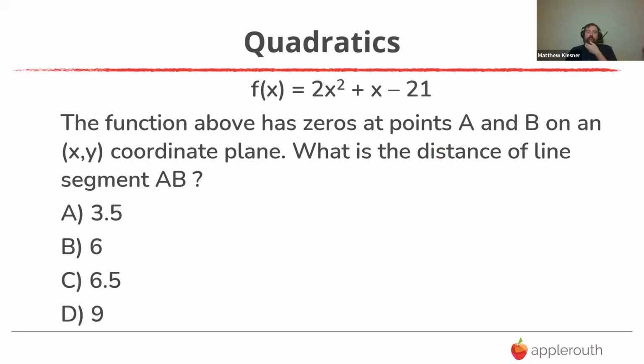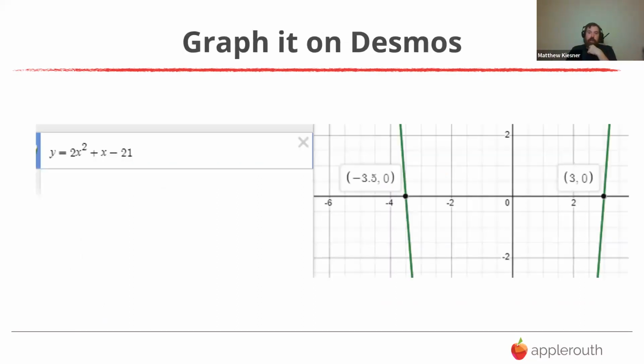So we can work with quadratics. Here we got a function. There's a quadratic, and since the function above has zeros at points A and B on the x-coordinate plane, what is the distance of line segment AB? Now you could factor this normally and do that, but you can definitely roll with this on there.